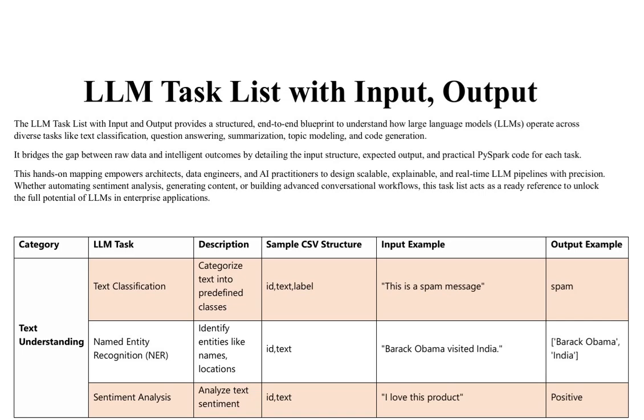We're starting with the foundational stuff: how LLMs derive meaning from the language we feed them. That's text understanding. This is where they actually read and interpret human language. First up, text classification. This is all about sorting text into predefined categories. So you input something like, this is a spam message, and the LLM outputs spam.